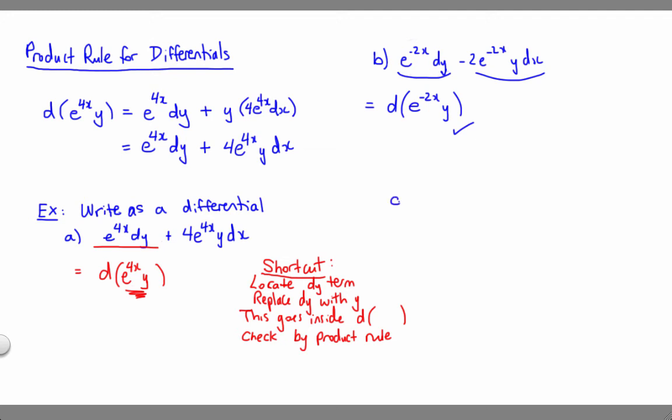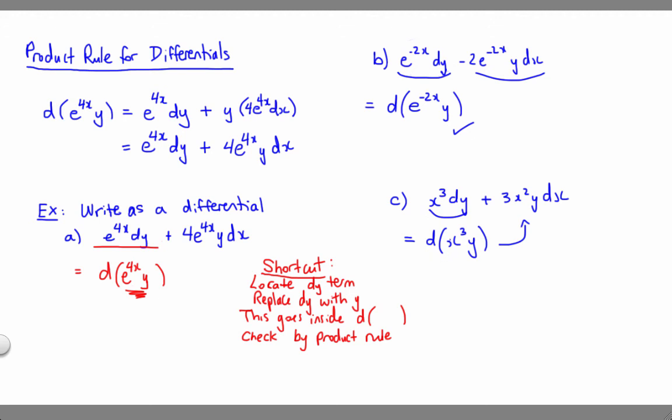Third and final example here, let's start with the expression x cubed dy plus 3x squared y dx, and let's try to write that as a single differential. So we'd locate our dy term, we'd replace the dy with a y, and we put that inside a differential. So to confirm that this is correct, we'd apply the product rule to this, make sure that we get our original expression.